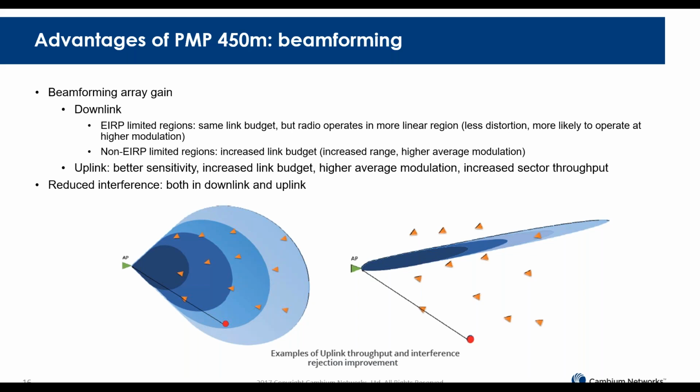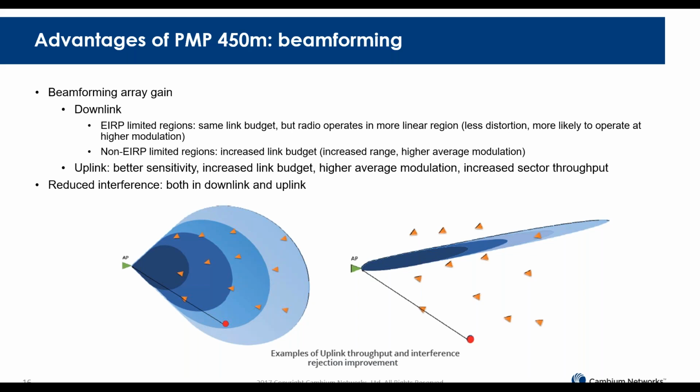So the array gain is added to the sensitivity of the device, which means we have an increased link budget, which means we have a higher average modulation, and at the end of the day, this translates into higher sector throughput. With beamforming, the array gain is one of the advantages, but there is another one, which is reduced interference. And this is an advantage both in the downlink and in the uplink direction.